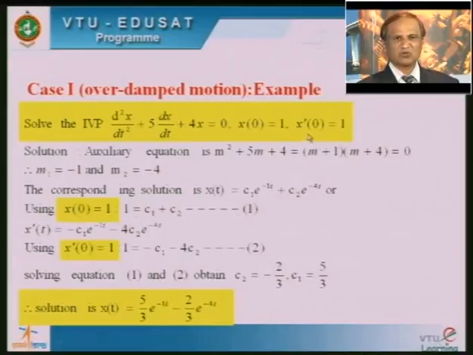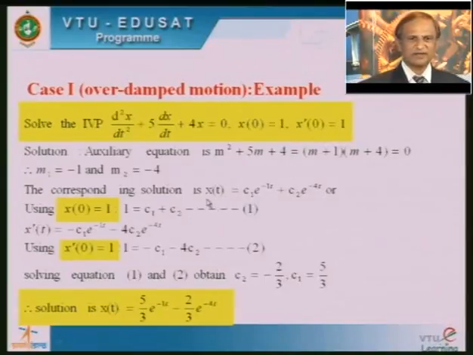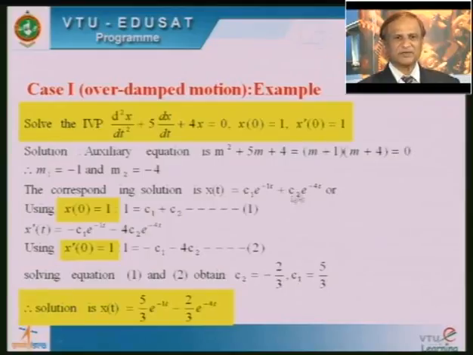Similarly, they have given one more condition, x prime of 0 is equal to 1. Now I want to use this condition. Is it clear? Before substituting the values of the given condition, I want to differentiate. I want to find out the derivative of this equation. You can differentiate: x prime of t, where C1 is a constant.